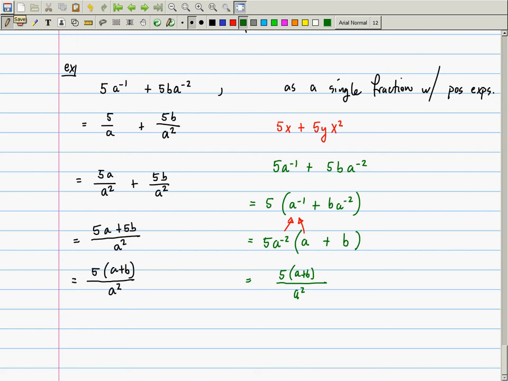Okay, so any question about this example? Okay.